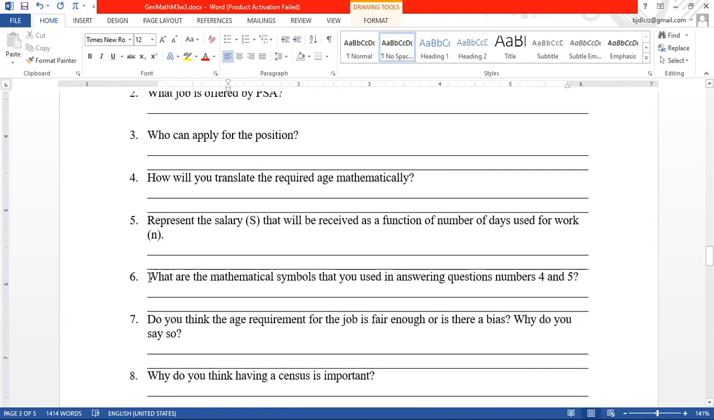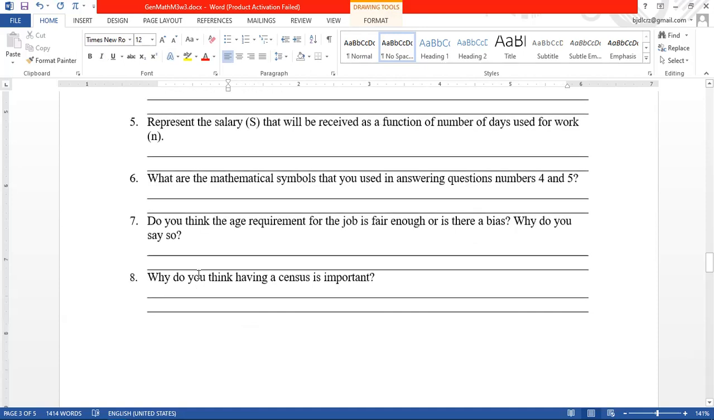So for number 6, what are the mathematical symbols that you used in answering questions number 4 and 5? So sa mga mathematical symbols ninyo gigamit? Do you think the age requirement for the job is fair enough or is there a bias? Why do you think so? Why do you say so?